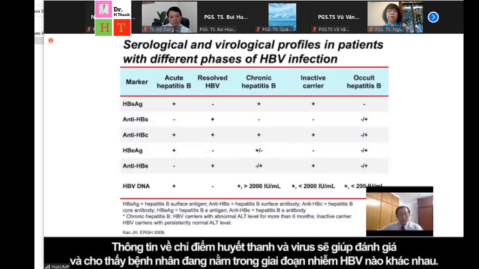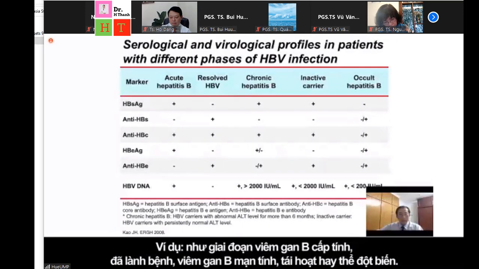Therefore, by the combination of a serological and a virological profile, that is HPV DNA, we can differentiate the different phases of HPV infection in our patients, such as the active acute hepatitis B, resolved HPV, chronic hepatitis B, inactive HPV carriers, and occult hepatitis B.